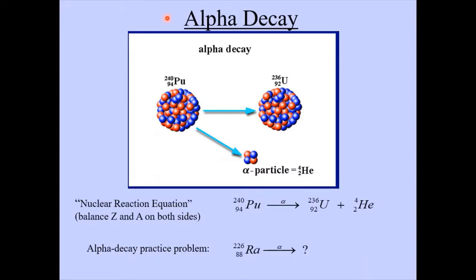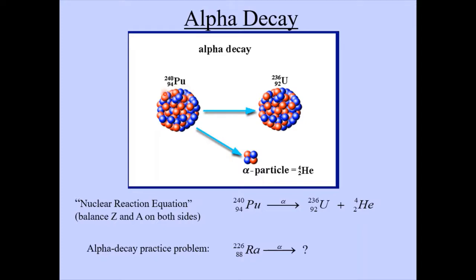Now that we've been introduced to alpha, beta, and gamma radiation, let's take a look at each of these in a little more detail so we can actually work some problems with this. The first one we're going to look at is alpha radiation. The process is called alpha decay. What this means is we start with a radioactive element over here. In this example, this nucleus is plutonium, which has the atomic number of 94, and this one has an atomic mass number of 240.